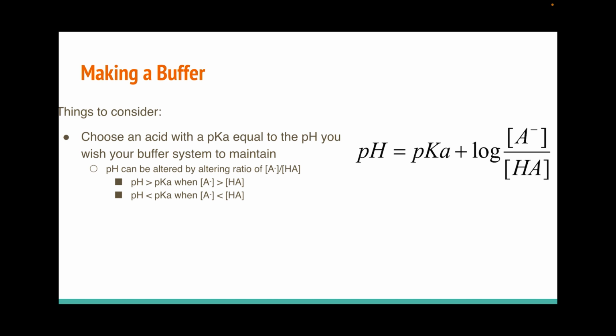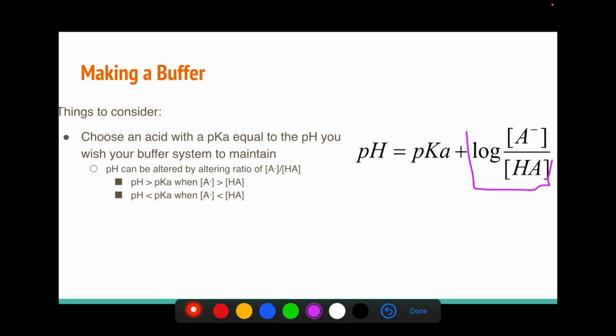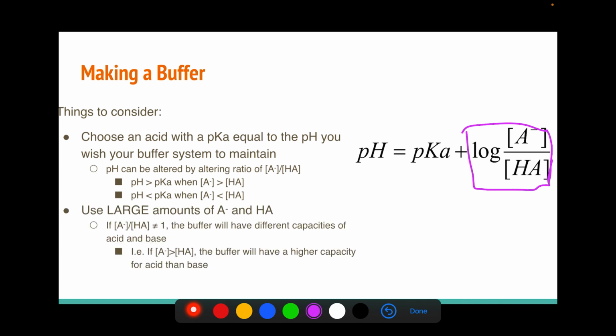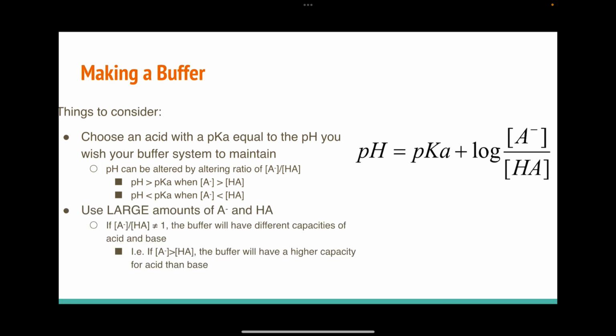If you're unable to choose an acid with a pKa exactly the value of the pH you want, it's also possible to manipulate the pH by altering the ratio of A- to HA. Recall we said earlier that if you have more A- than HA, your pH will be greater than the pKa, and if you have less A- than HA, your pH will be less than the pKa. It's also important to use large amounts of A- and HA. That will give your buffer a higher capacity.